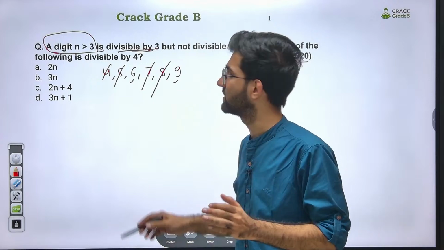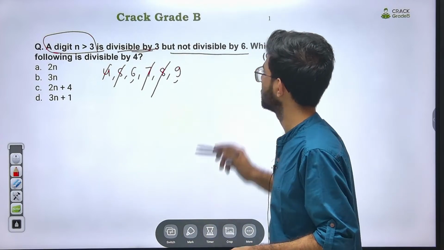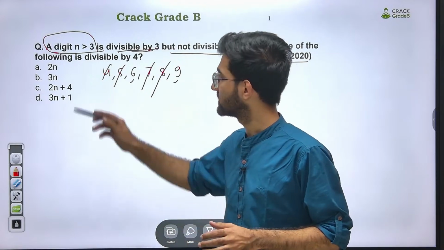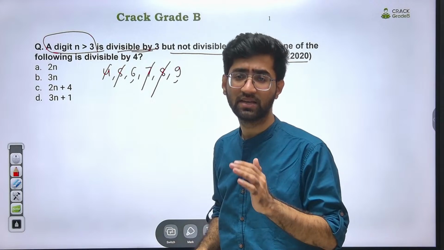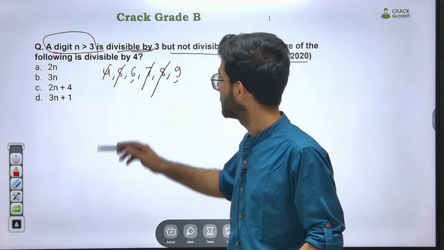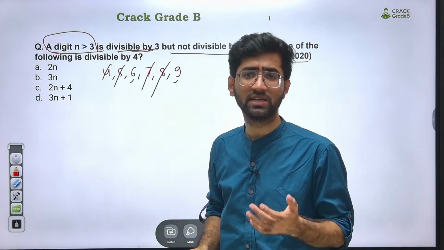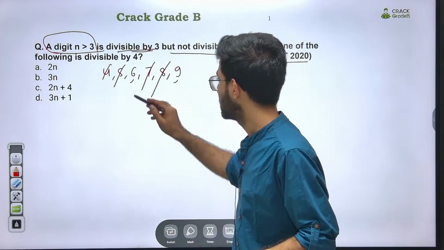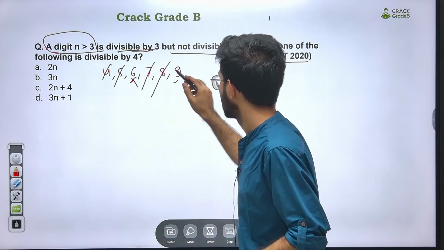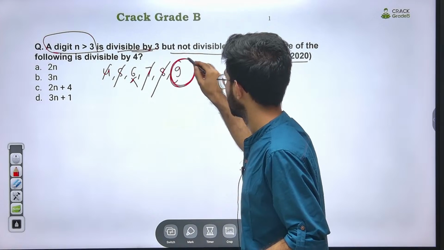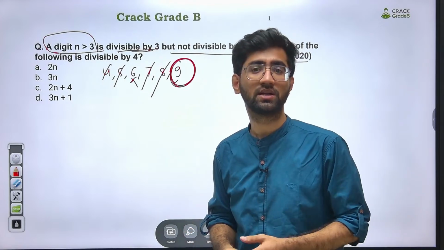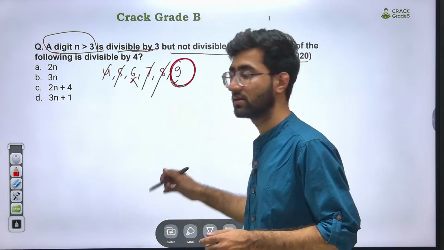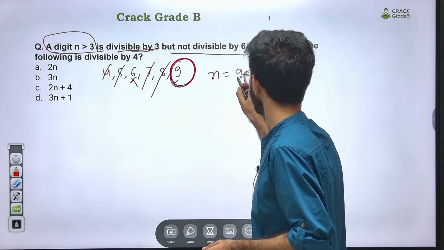But if you read further, you will find that it is not divisible by 6. What does it mean? That single digit n is not divisible by 6. But this 6 is obviously divisible by 6, so we will have to eliminate 6. So the only possible value is 9. So basically you can say that n equals 9.